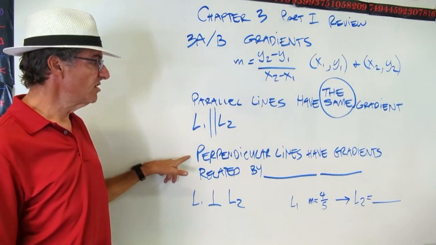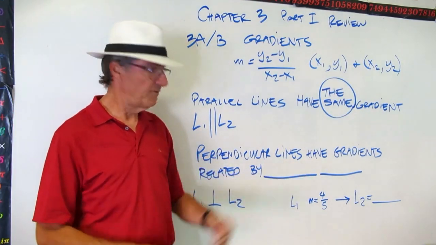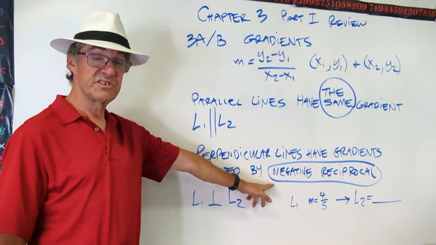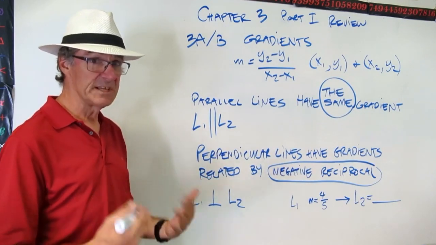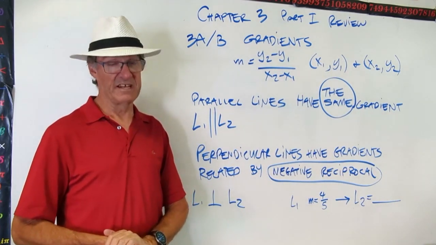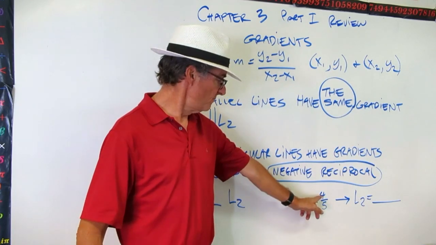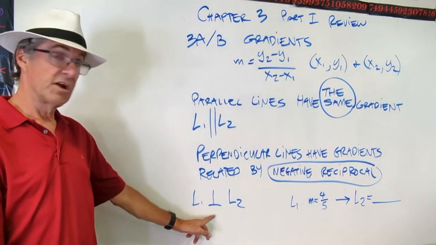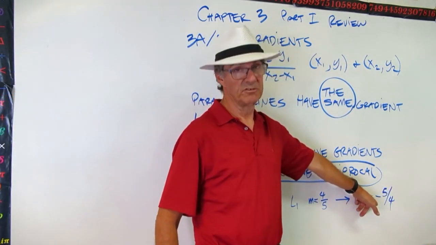Second thing, perpendicular lines have gradients related by, pause the video and fill that in. Okay, let's see how you did. They're related by the negative reciprocal. And this sounds kind of fancy schmancy, but it's actually a really simple process. You just take the fraction, flip it, and change the sign. So I want to give you one example. If line 1 has a gradient of 4/5, what's the gradient of line 2 if they're perpendicular to each other? Okay, if you got -5/4, you're right.